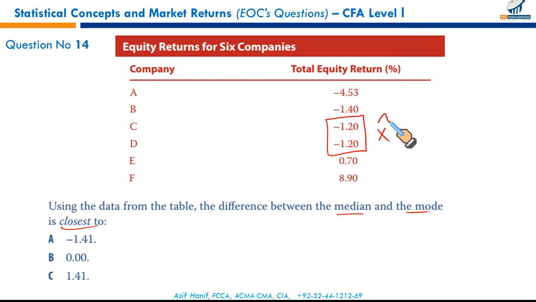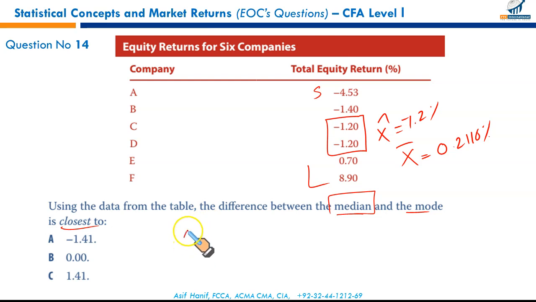Right? We will have to calculate the mean. I think we have done it in the previous question. It was 0.2116%. So the mode is negative 1.2% and the mean is 0.2116. What do we need? Using the data from the table, the difference between the median and the mode. We haven't yet identified the median. For that, we will have to arrange our data in ascending order, which it already is. Your data is already arranged in ascending order, starting from the smallest to the largest.